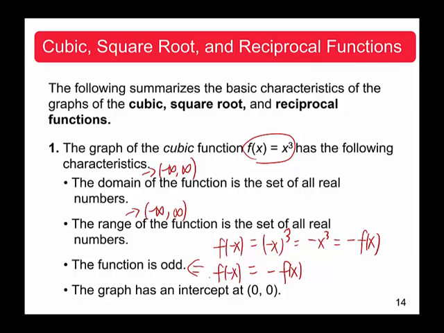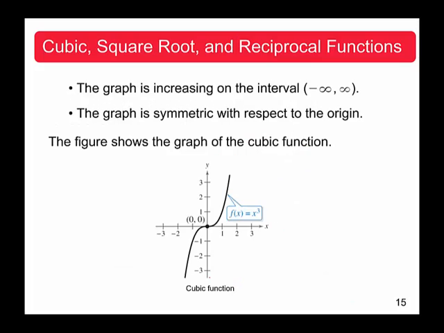And the graph has an intercept at 0, 0. It's increasing on the entire interval from negative infinity to infinity, and symmetric with respect to the origin, 0, 0. The graph looks like the following. From left to right, it's increasing all the way. You can see that it's going up all the way to the top.